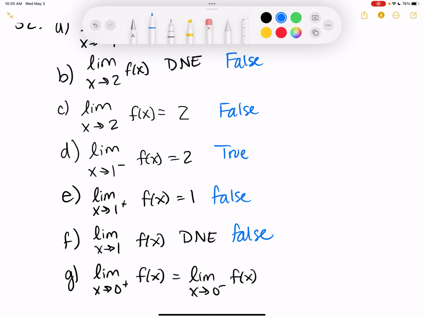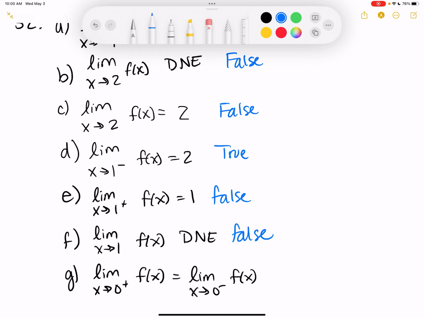I'm trying to break them apart. Josh, look at the top one. If you go to the left, to 0, it equals 2. And if you go to the right, to 0, it equals 2. I think it's also false.